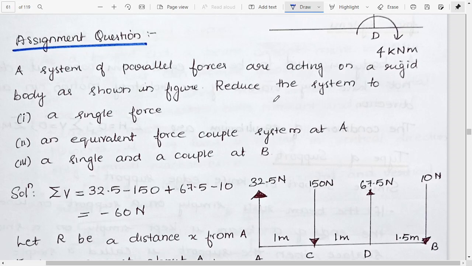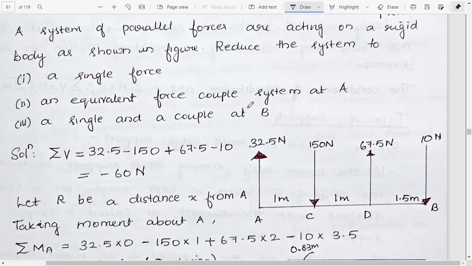In this problem, a system of parallel forces is acting on a rigid body as shown in figure. We need to reduce the system into a single force. Reducing a system into a single force is very simple, because we just need to add all these forces. So 32.5 minus 150 plus 76.5 minus 10. So we will get minus 60 Newton.